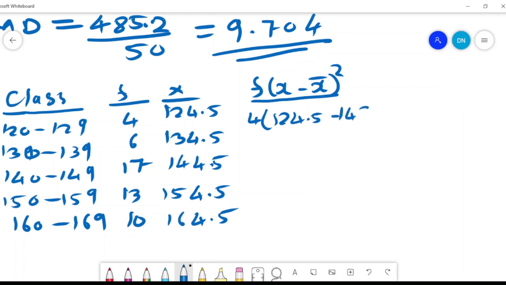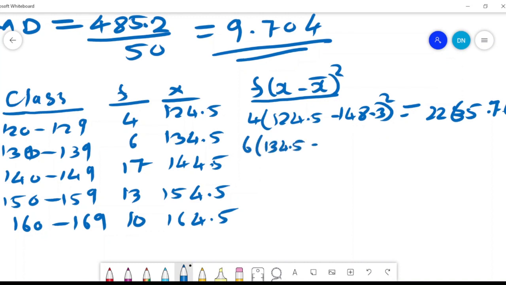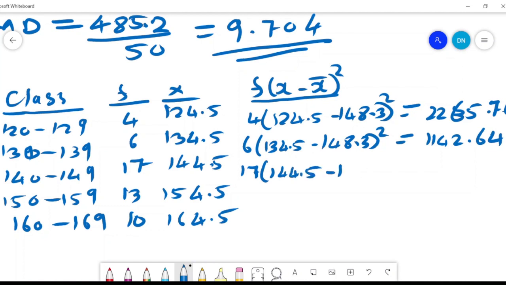Remember, for this it is f times (x minus x bar) squared, so this is 4 times 124.5 minus 148.3 squared, and that will give me 2265.76. The second value, it is 6 times 134.5 minus 148.3, you square, and that will give me 1142.64. The third one is 17 times 144.5 minus 148.3, you square, and that will give me 245.48.